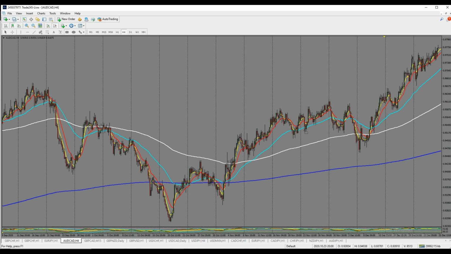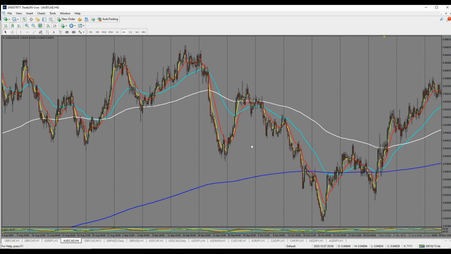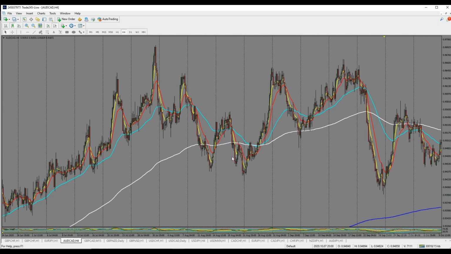You can see so many touches right there. Structure was broken, as you can see those wicks. Where does price get back to? To the clean zone. Very good trades that can give you a very good risk to reward.